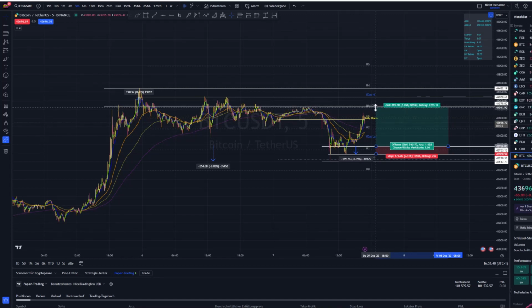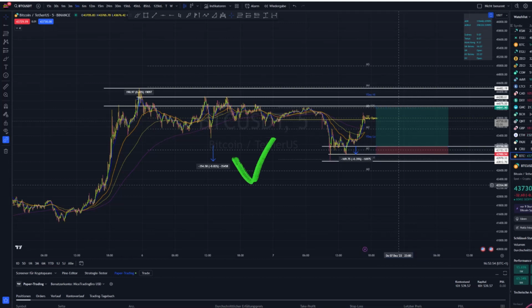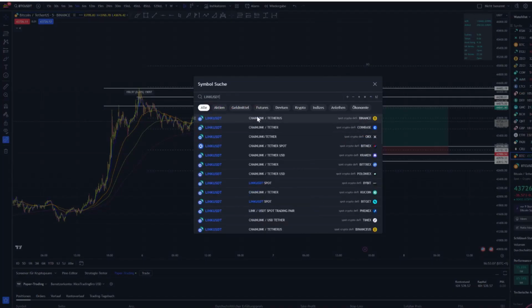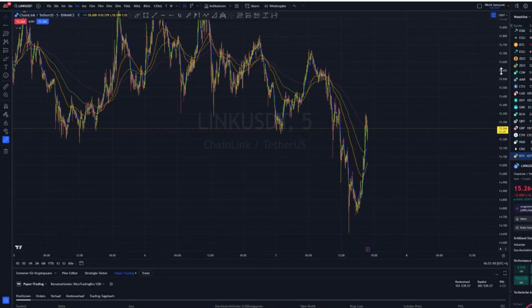Even with the daily open as our target, we arrive at a risk-to-reward ratio of almost 4-to-1. At the M3 level, it's a whopping 5-to-1. That's how good risk management works. Now let's look at another chart to see the PVSRA strategy in another example.